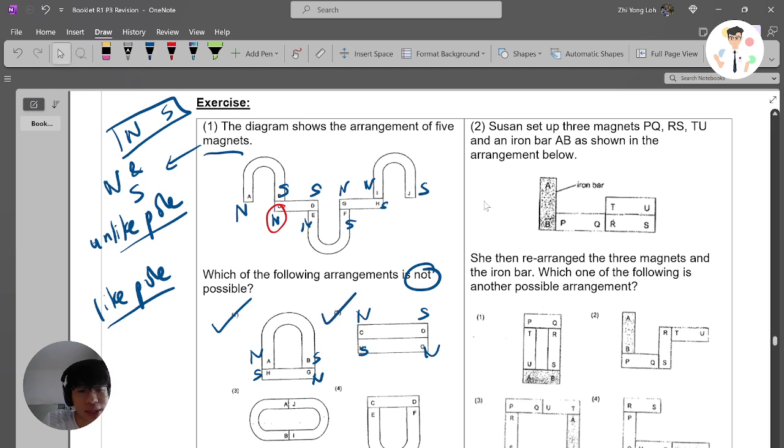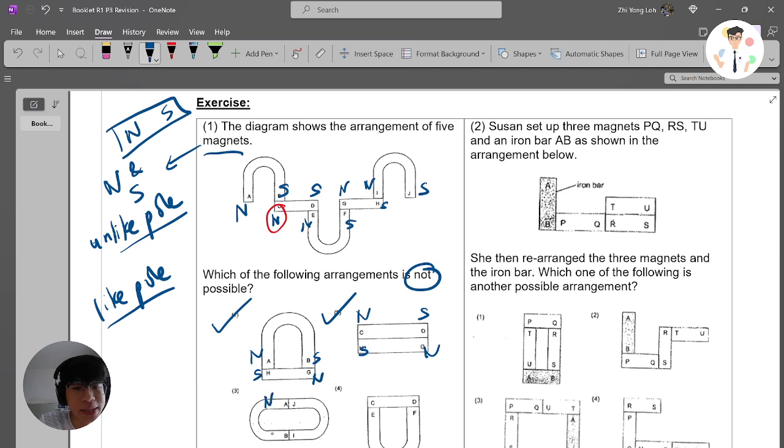How about number 3? According to my assumption, A is N, B is S. How about J? J according to my assumption is S, I according to my assumption is N. Which is possible because they are attracted to each other, since they are unlike poles. So number 3 is correct.